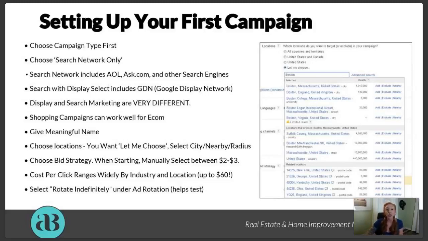So you want to choose search network only if you are just beginning with AdWords. So the search network is going to include things like AOL or Bing or other search engines besides Google. They have partnered together to be able to reach as many people as possible when searching.